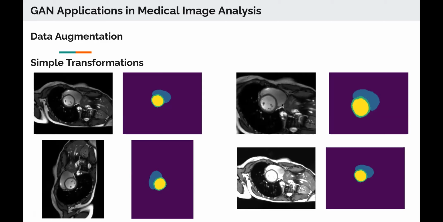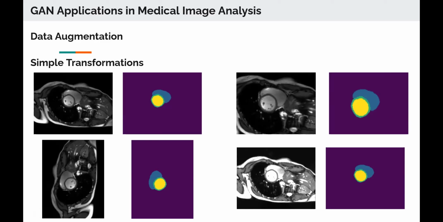Or we could scale the image, just look at a cropped version, or subsample the image to change its resolution. Then we could do the same for the segmentation label. Again, we have a new pair of training data.